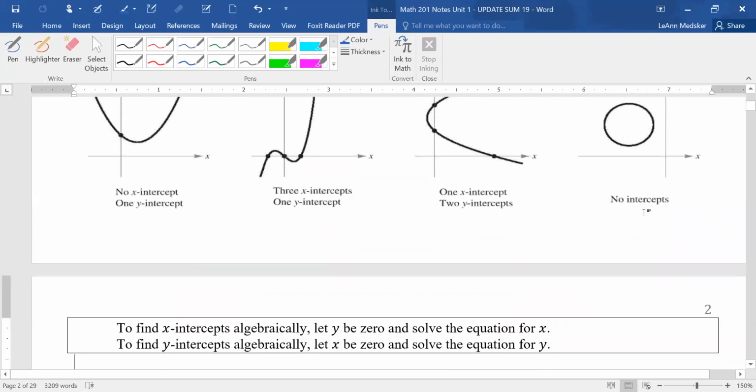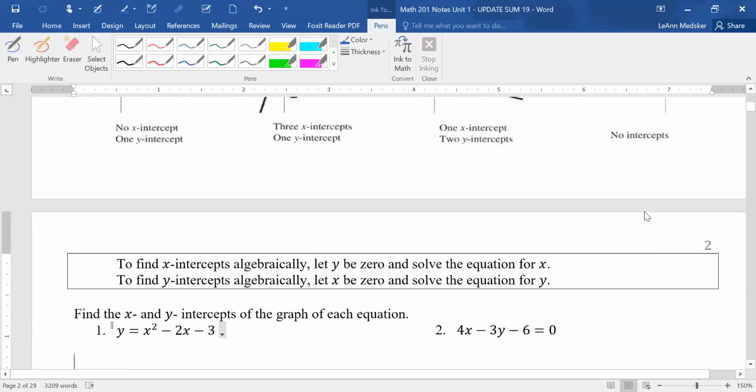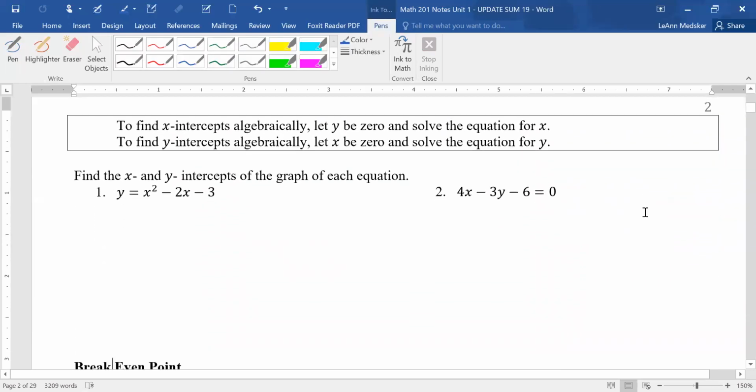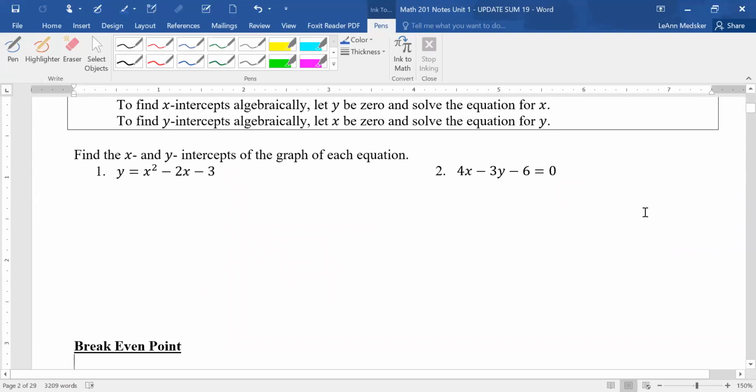You just pick those intercepts out, but we're usually not going to have a picture right in front of us. So we want to be able to find x and y intercepts algebraically. To find the x-intercepts algebraically, you let y be 0 and solve the equation for x. What that means is because x-intercepts look a certain way, x-intercepts are always a number, comma, 0.